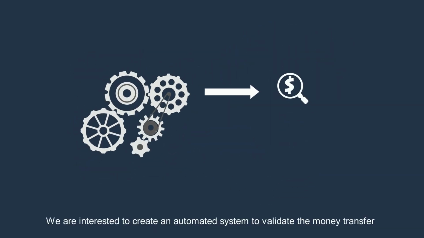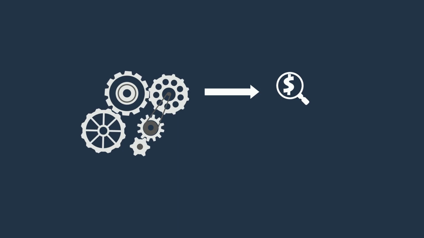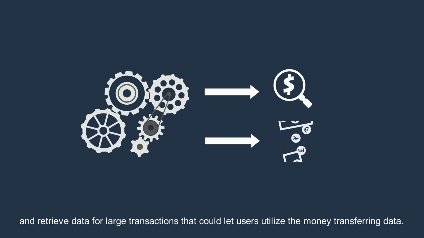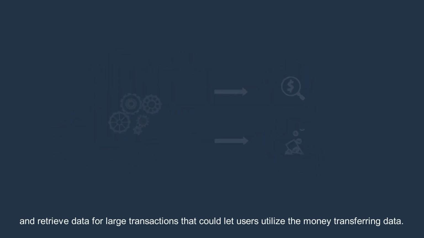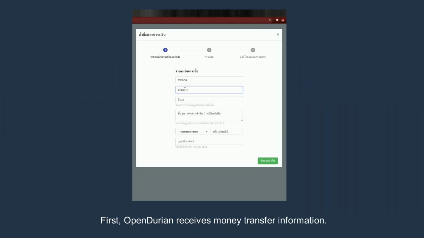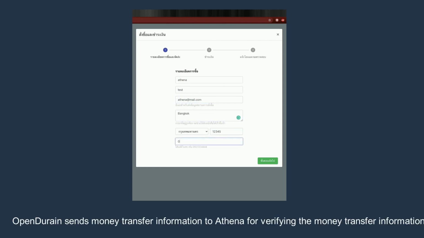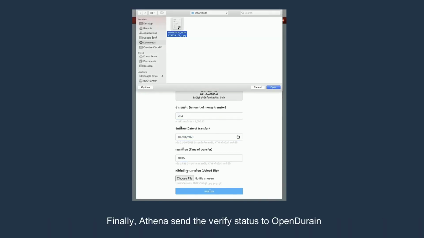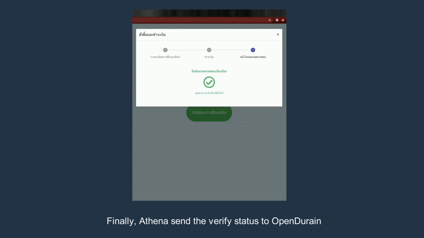delivery. We are interested in creating an automated system to validate the money transfer and retrieve data for large transactions that could let users utilize the money transferring data. We call the automated system Athena. First, OpenDurian receives money transfer information. OpenDurian sends money transfer information to Athena for verifying the money transfer information. Finally, Athena sends the verify status to OpenDurian.